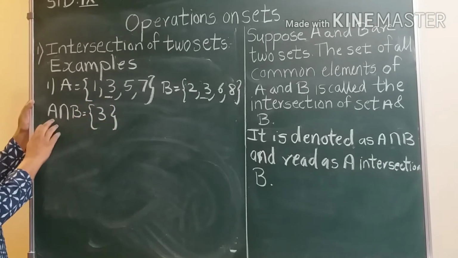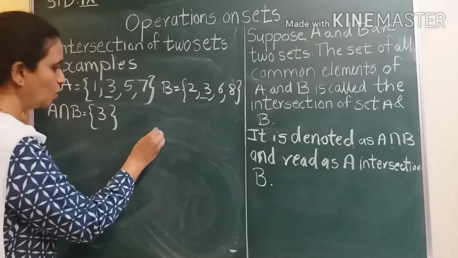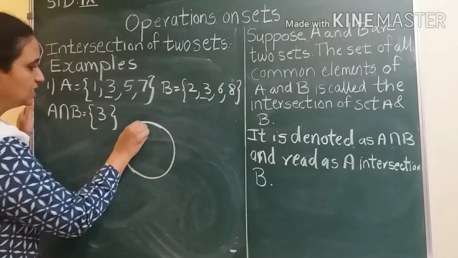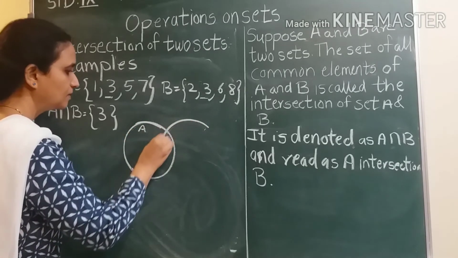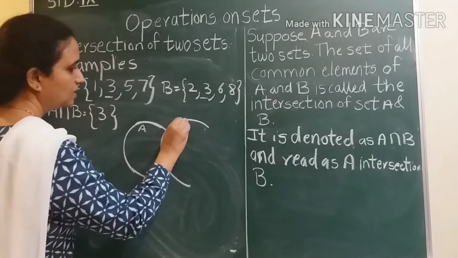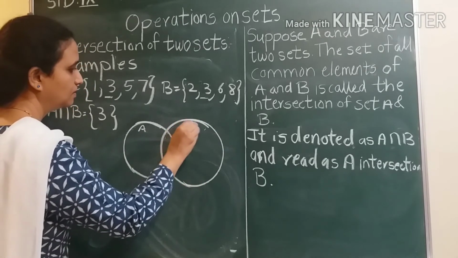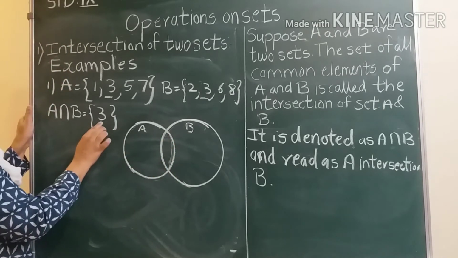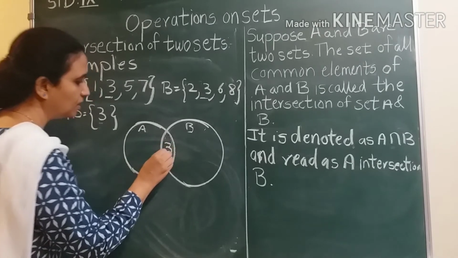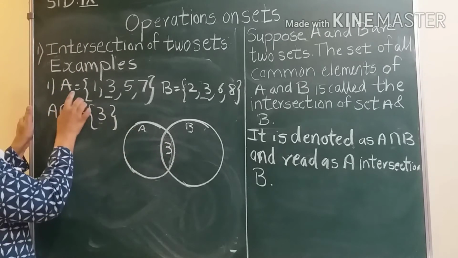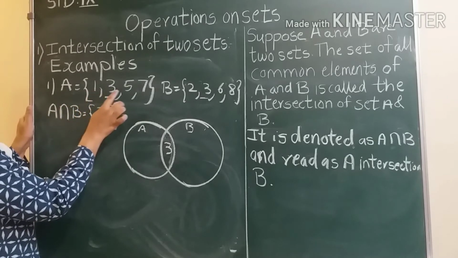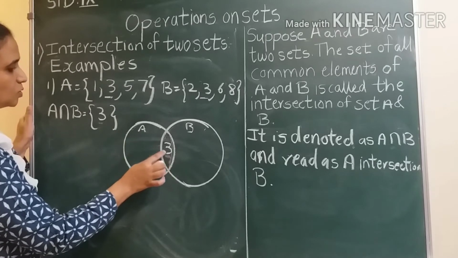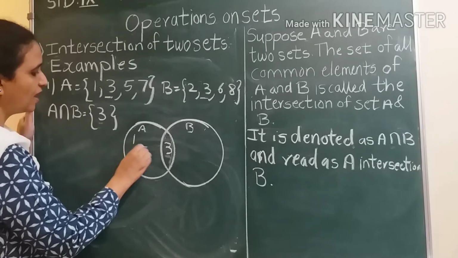Now this same A intersection B, if I want to show by using the Venn diagram, this is set A, this is set B. This portion shows intersection. Now which is the common element over here? 3. So I will write this 3 over here. I will complete the set A. Set A has how many elements? 1, 3, 5, 7. These are the elements which are present in set A. And 3 I have already written over here. So remaining I will write in set A: 1, 5, 7.